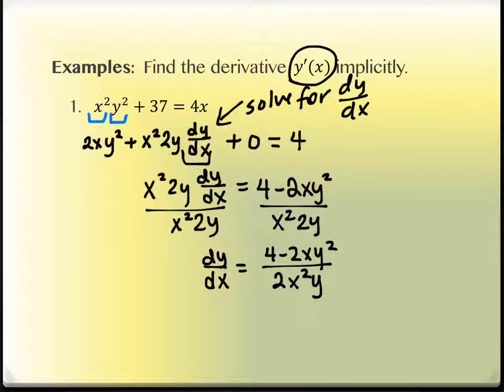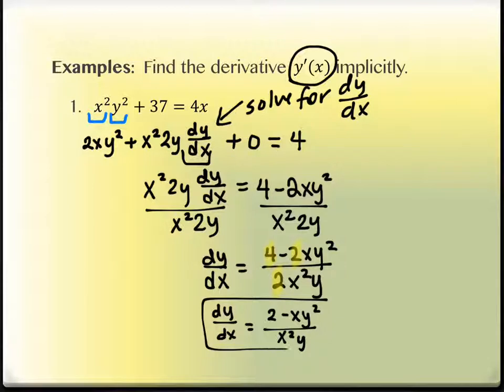And this one does a little bit. What do you notice on the right-hand side? Yeah, all of those terms have a 2 in them, right? A factor of 2. So I have the 4 here, the 2 here, and the 2 here. They're all divisible by 2. So we're going to simplify by reducing them all, by dividing them by 2. So dy dx equals 2 minus x y squared over x squared y. And that's my solution.